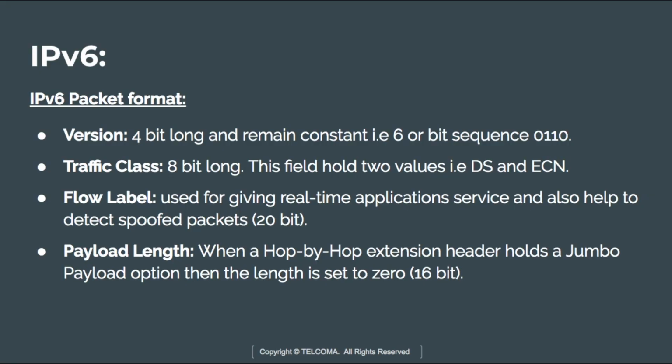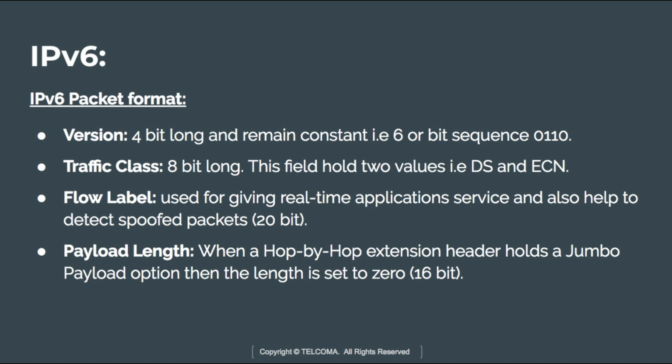The first one is the version field, that is 4-bit long, and it is same as the IPv4, but it is represented by this bit sequence 0, 1, 1, 0. So this particular version field will remain constant. The next part is traffic class. Traffic class is 8-bit long, and this field has two values, that is DS and ECN. So here these 6 most significant bits are used for differentiated service, and the remaining 2 bits are used for the ECN, that is explicit congestion notification. So the traffic class represents these 2 different parts.